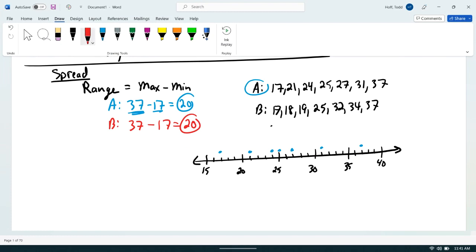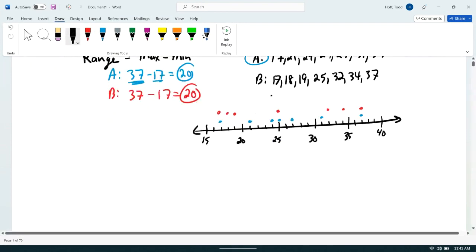Let's do set B in red. Well, we have 17, 18, 19, 25, 32, 34, 37. Well, they definitely do have the same range, but I would say the red dots are more spread out. They're further away from the center than the blue dots. And that's where we came across this standard deviation or variance calculation.